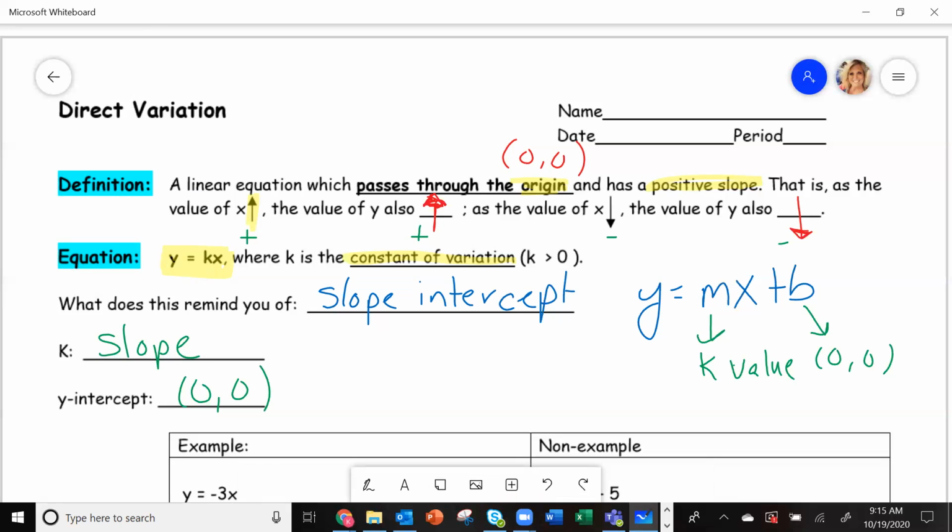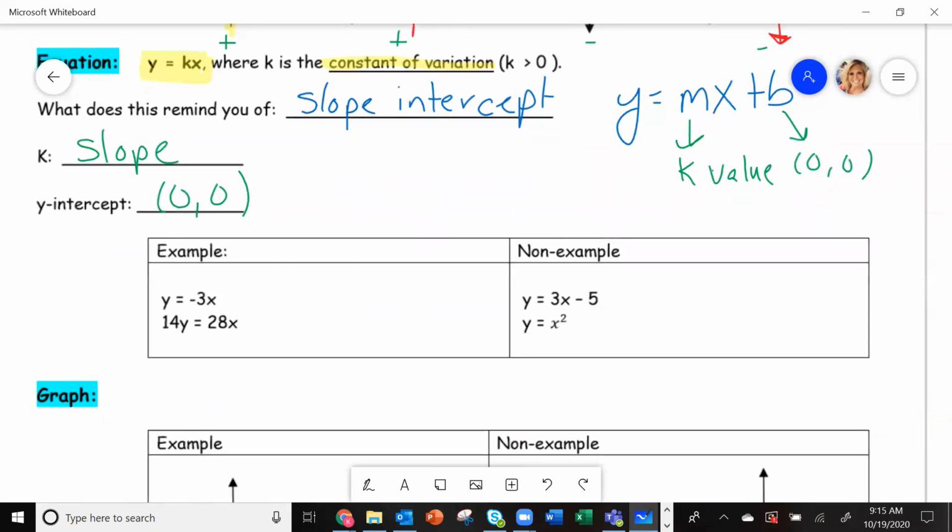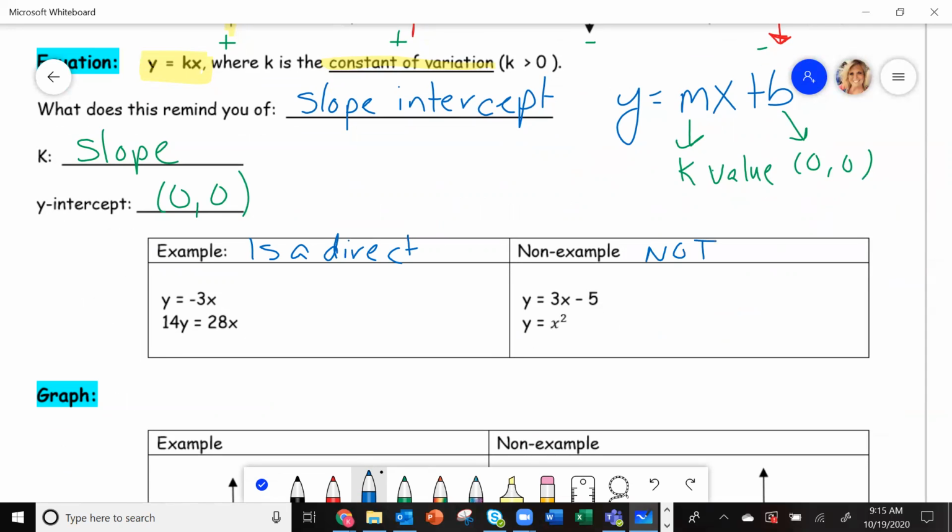Well, let me move this up. Here are some examples that are going to show you what is a direct variation, and this is not. Well, let's look at these for a second.